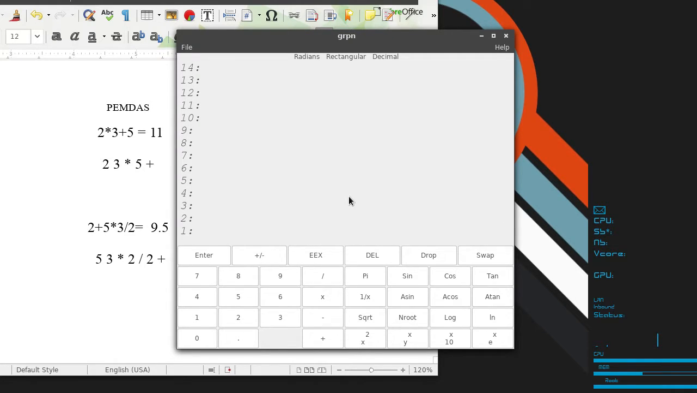Oops, wrong key. We multiply them together, times, gives us 6. So we press 5 and enter that into the list. And now you hit plus, and that gives us 11. Now in the bottom equation, 2 plus 5 times 3 divided by 2, you would do the 5 times 3 first, so order of operations, 5, 3, and then we multiply them together, enter the 2, which we're going to divide by, hit the division key, now we add 2, so put 2 in the list, and hit the plus key, 9.5.